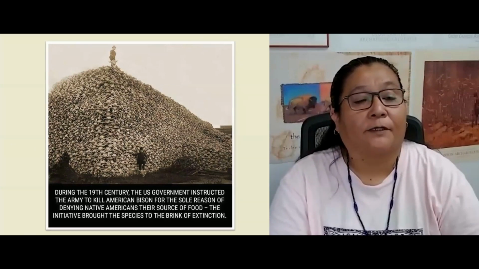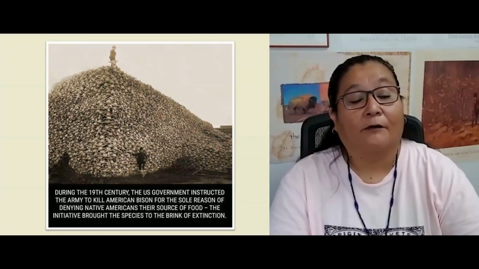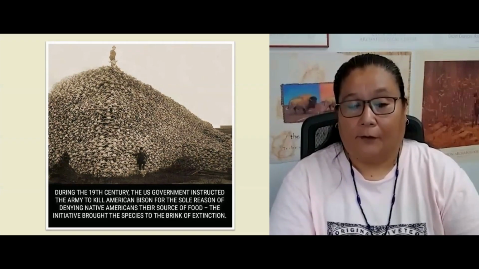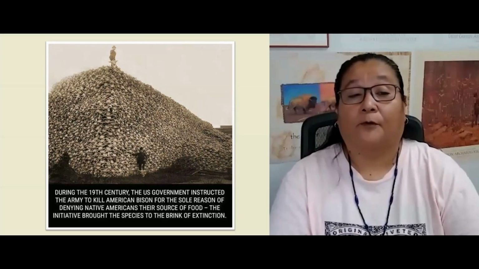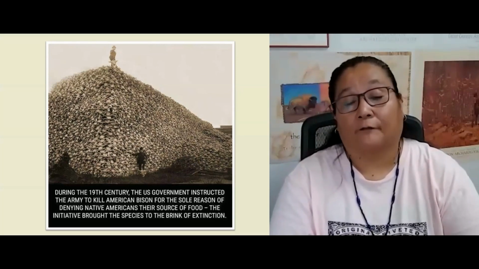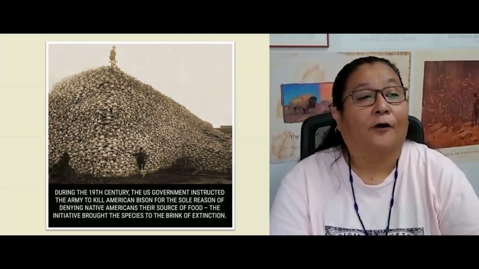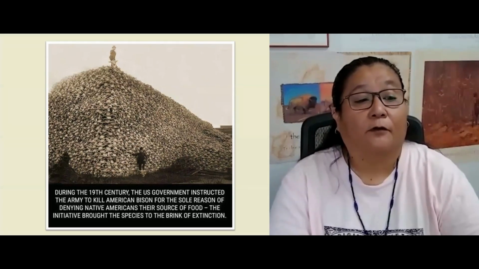One of the government's ideas was to kill all the buffalo. When they killed all the buffalo, that would hurt all Native people. That was one way of trying to get rid of Native people, by killing all the food. And you can see this huge pile is just buffalo skulls.